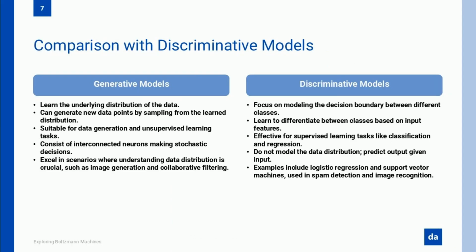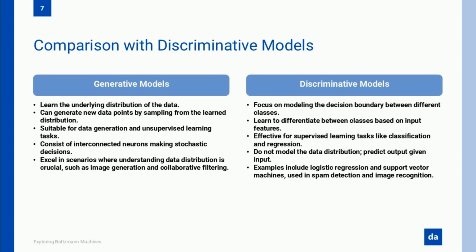Now that we've explored how Boltzmann machines function as generative models, it's time to compare them with discriminative models. This is one of the most important distinctions in machine learning, and understanding the difference between these two approaches is crucial for knowing when and where to use each one. Think of it like this. A discriminative model is like a detective trying to figure out if someone is guilty or innocent based on evidence. It looks at the available features, finds patterns, and draws a decision boundary between different categories.